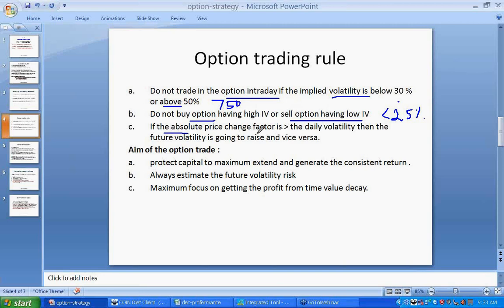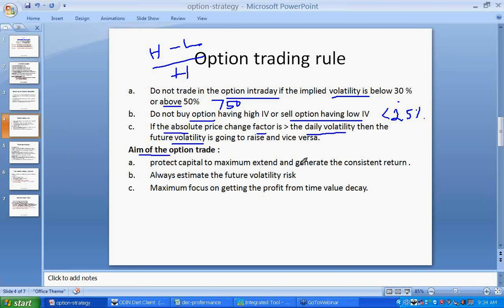If the absolute price change factor is greater than the daily volatility, then the future volatility is going to rise, and vice versa. So how do you find the absolute price change factor? You find it by high minus low divided by high. If this factor is greater than the daily volatility, which you calculate from the past 10 days' data through a logarithmic process, then volatility is going to rise, and vice versa.